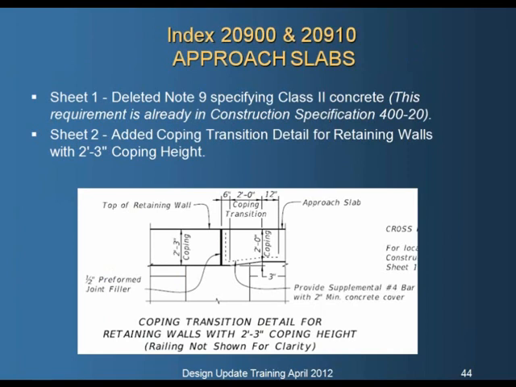Index 2900, the Approach Slab series. Very minor changes here. We deleted a note that was redundant with the construction specifications. We've also added in the same detail we talked about earlier with the transition from a standard 2-foot coping, the Approach Slabs, to the 2'3" for the precast junction slab details.